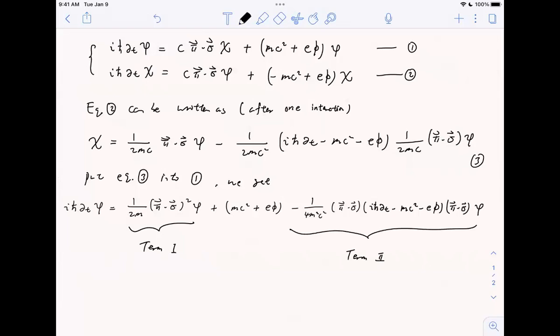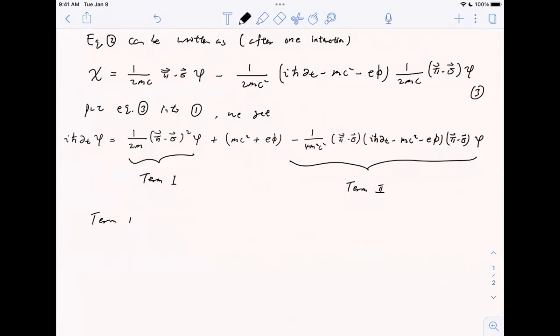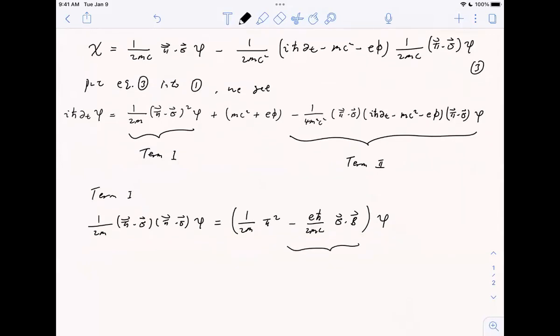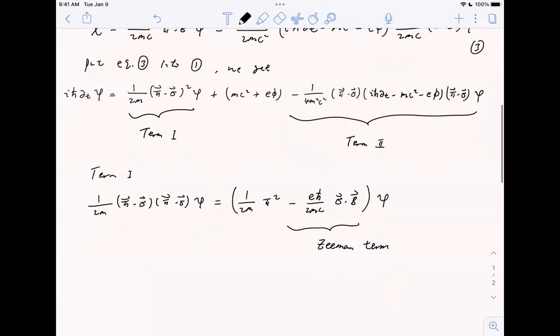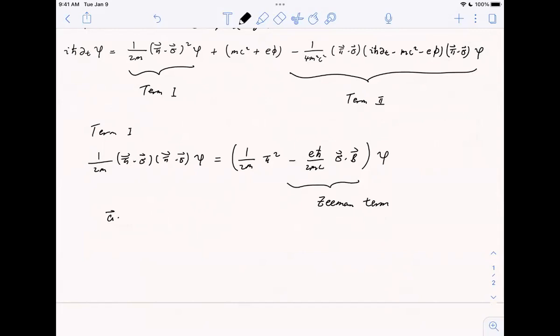Let me just quickly review term 1. In term 1, last time we already got the result, equal to e h-bar over 2mc sigma dot B. So this is the Zeeman effect, or the Zeeman term. In the last lecture we used this identity, which we're going to use again. So let me also briefly talk about this.